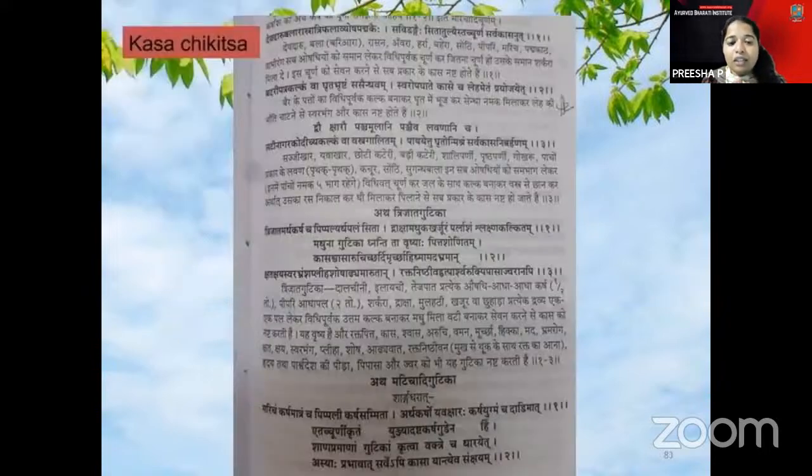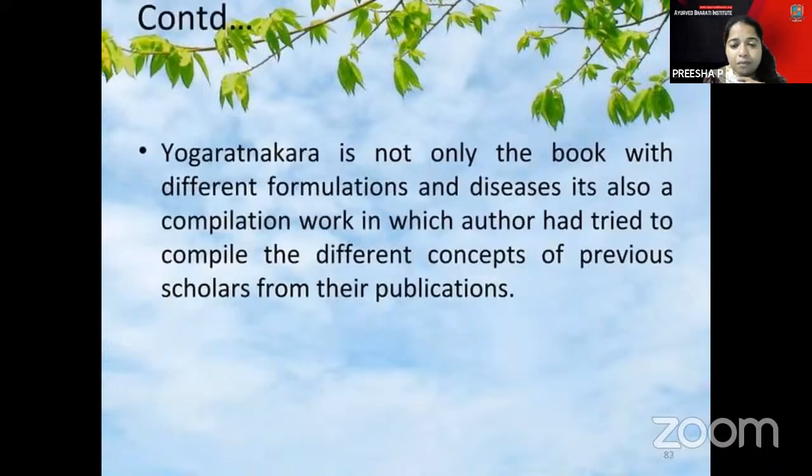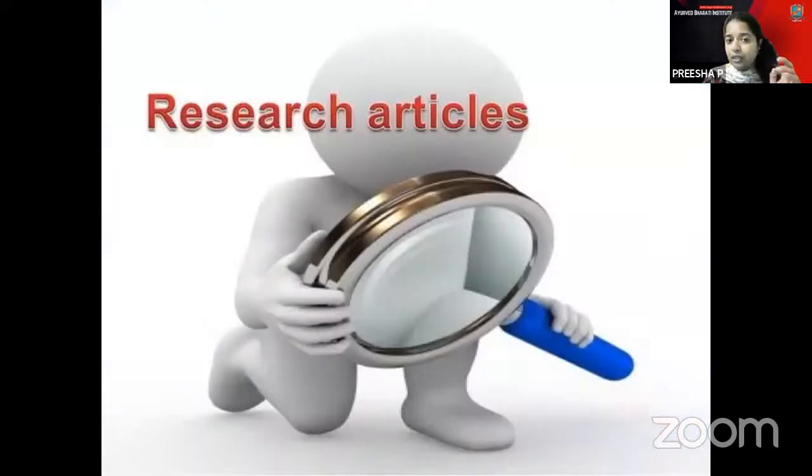Here, this is the Trijata Gutika and the Marichadi Gutika. These are the contents of it: Vasa Swarasa, Pipali Kalka, Kakubha Churna, Ardraka Swarasa, and Manjishtha Churna with Vibhitaka Avaleha Paka. It was not only a book related to different formulations but also a compilation of work, where the references of previous scholars have been quoted in Yoga Ratnakara.